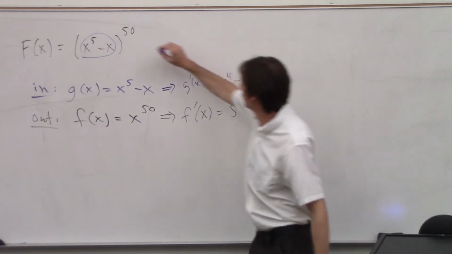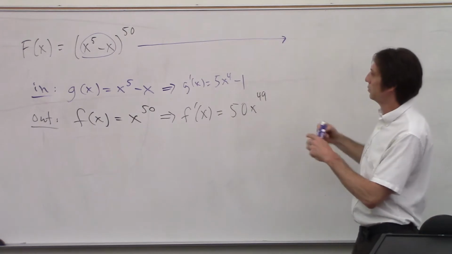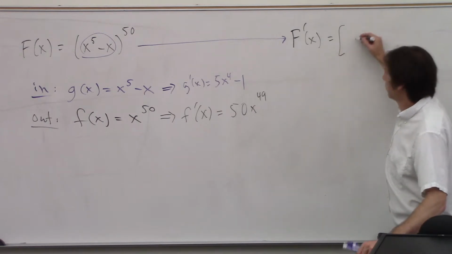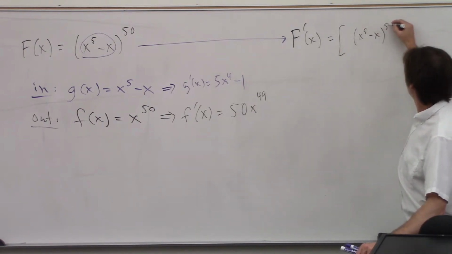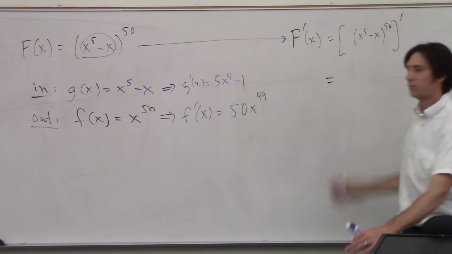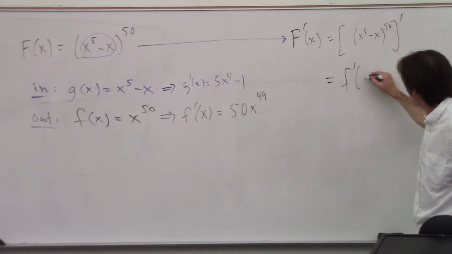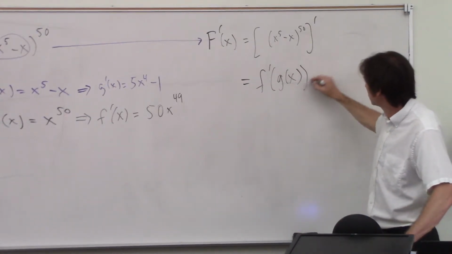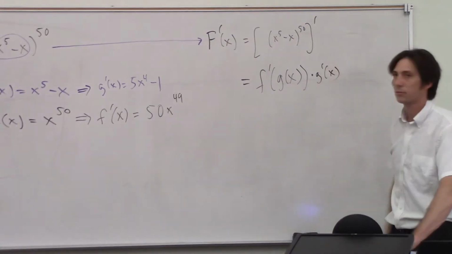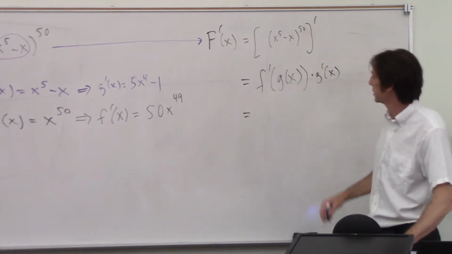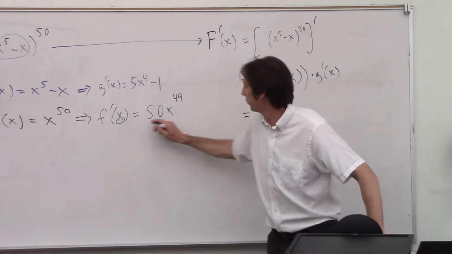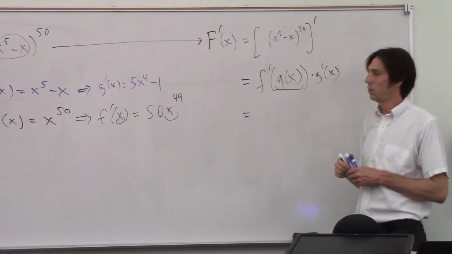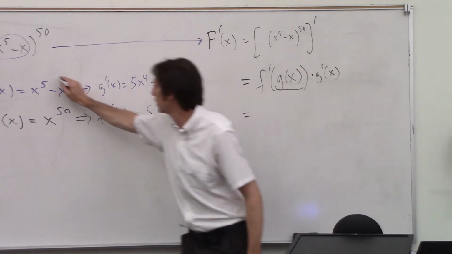So, what I need to do here is compute capital F prime of x. In other words, I need to do the derivative of x to the 5th minus x to the 50th power. I have to use my chain rule to do this because it's a composite function. The chain rule tells me that I should get f prime of g of x and then times g prime of x. So, just like the last example, I know f prime of x is 50x to the 49, but that's not what goes inside f prime for the chain rule. What goes in f prime for the chain rule is the original inside function.